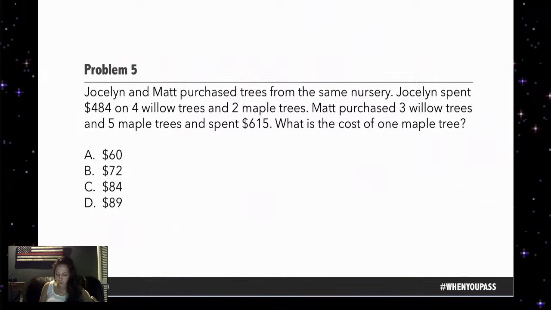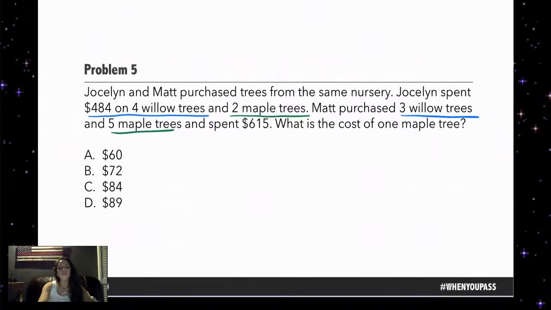Jocelyn and Matt purchased trees from the same nursery. Jocelyn spent $484 on 4 willow trees and 2 maple trees. Matt purchased 3 willow trees and 5 maple trees and spent $615. What is the cost of 1 maple tree?